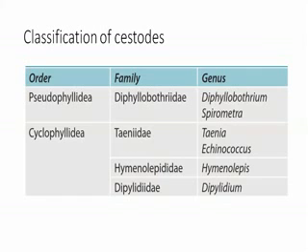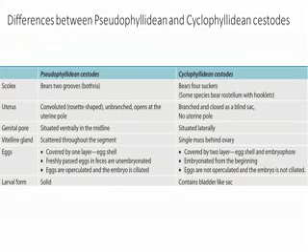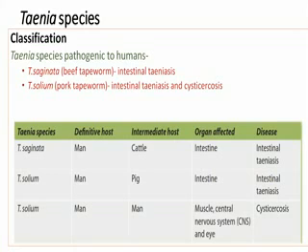Okay, but there is a difference between Taenia solium and Taenia saginata. The presence of hooklets and rostellum will be in Taenia solium, but there are no hooklets in Taenia saginata. That is the difference between the two species. These are the other differences between pseudophyllideans and cyclophyllideans. And coming to Taenia species, this is the brief introduction today. Okay, please follow this one.